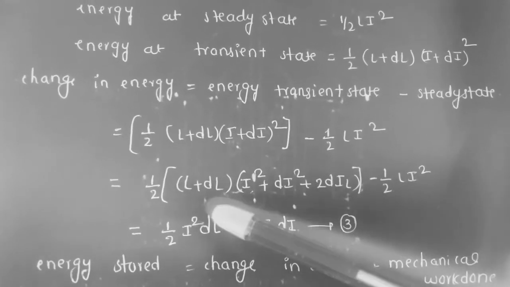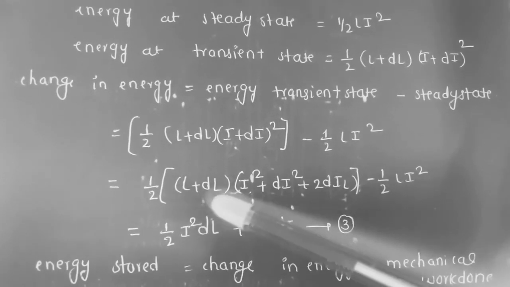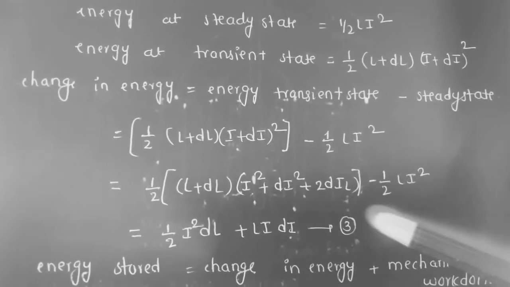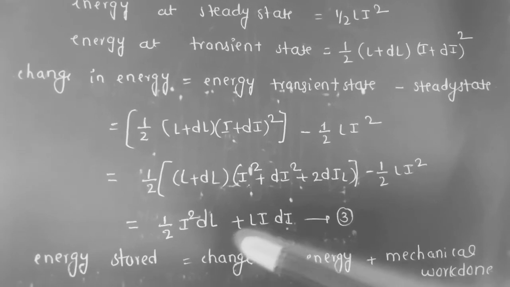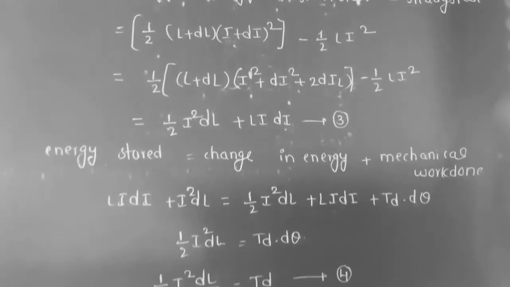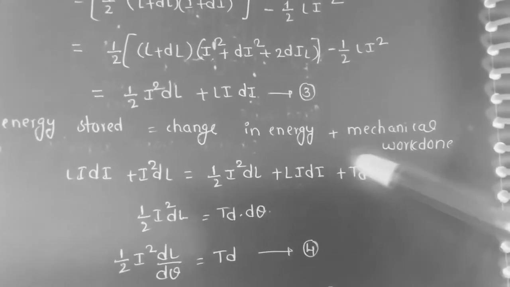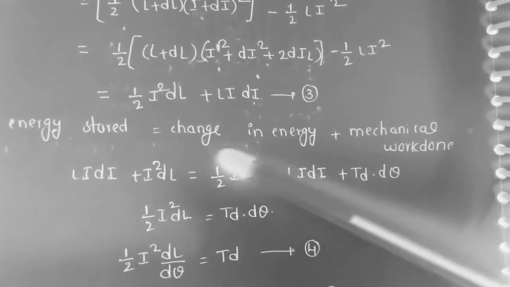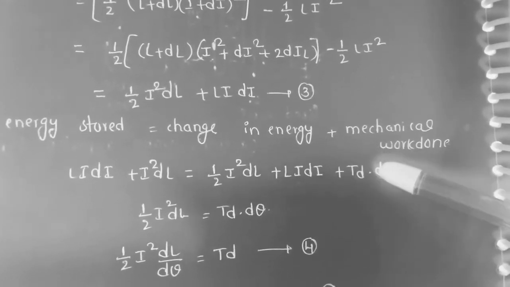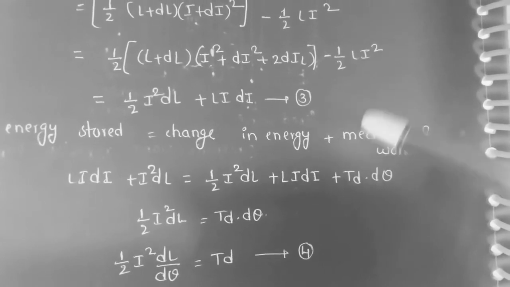By solving this equation, we take half and multiply these terms, and we get half I square dL plus L I dI. Make it equation 3. From that, again, energy stored equals change in energy plus mechanical work done. That is the energy balance equation.